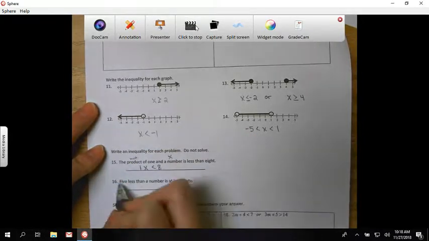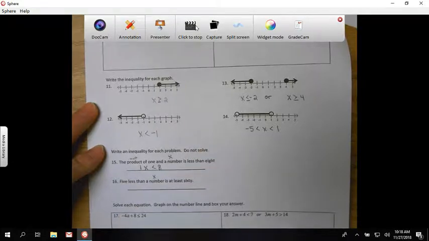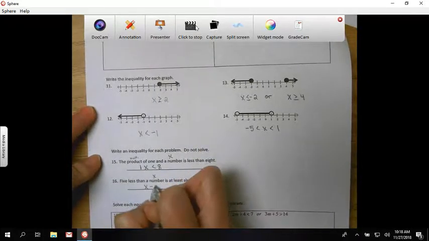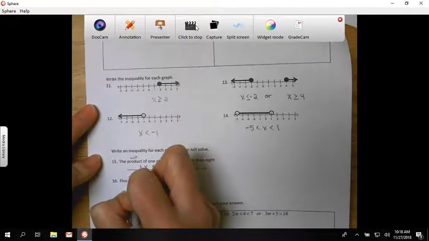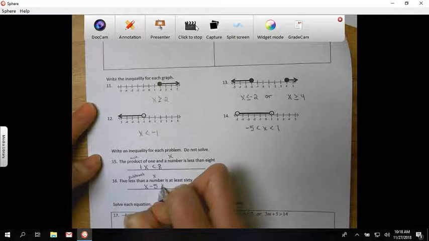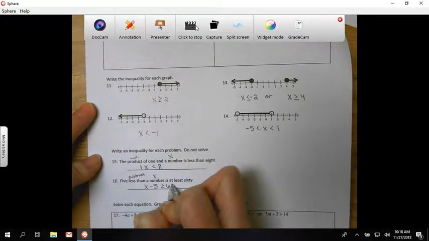So then we say 5 less than a number is at least 60. So 5 less than that just means subtract, is at least 60. So it's going to be at least 60.